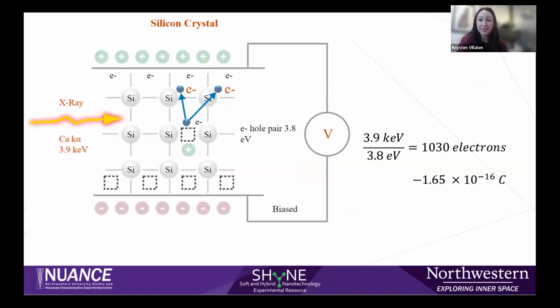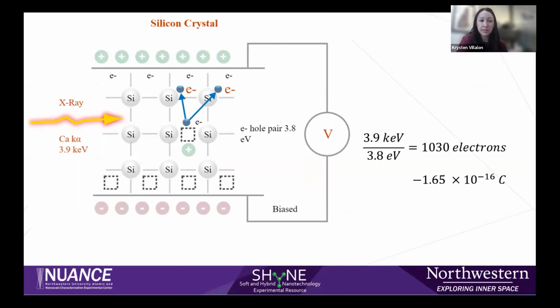So I mentioned that the sensor is a silicon semiconductor. When an electron, which has negative charge, is excited to the conduction band, it leaves behind a net positive charge where it was in the valence band. So we call this an electron hole pair. In the case of the silicon crystal, it takes about 3.8 electron volts to generate each electron hole pair.